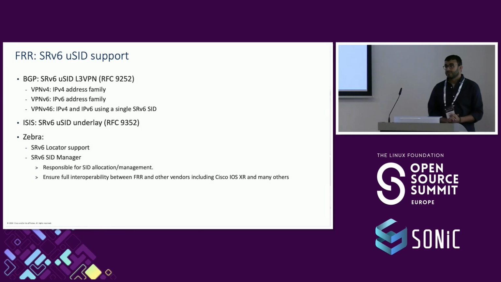On the FRR side, which is a routing stack used by SONiC, we have a very solid SRv6 support. In the room here, you have one of the FRR maintainers. You can talk to him. He knows the code very well. So on the BGP side, we support SRv6 layer 3 VPN service for IPv4 and IPv6 address families. We support ISIS underlay with SRv6.